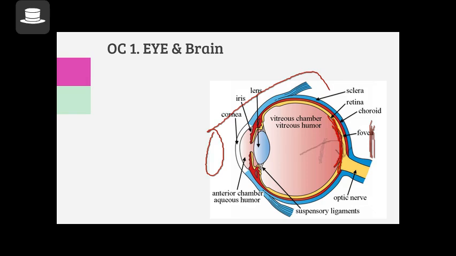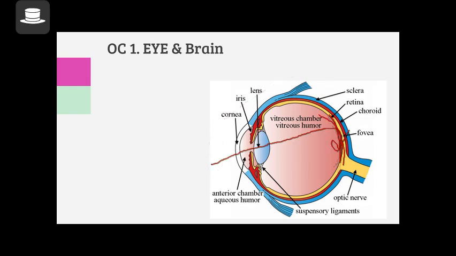So for the eyes to capture information about whatever you're looking at, the image of it must fall on the retina. Now we look at the structure of the retina in the next slide.